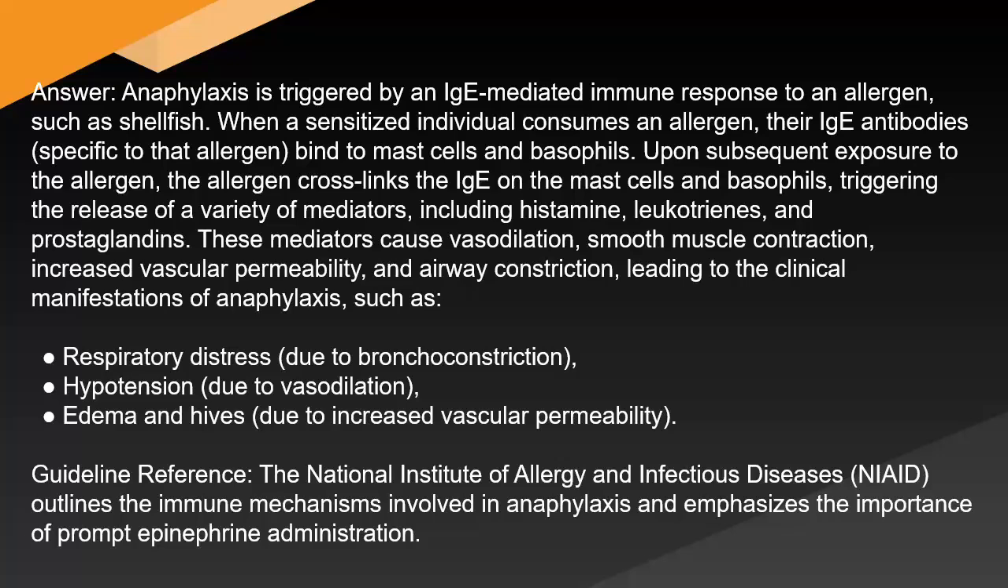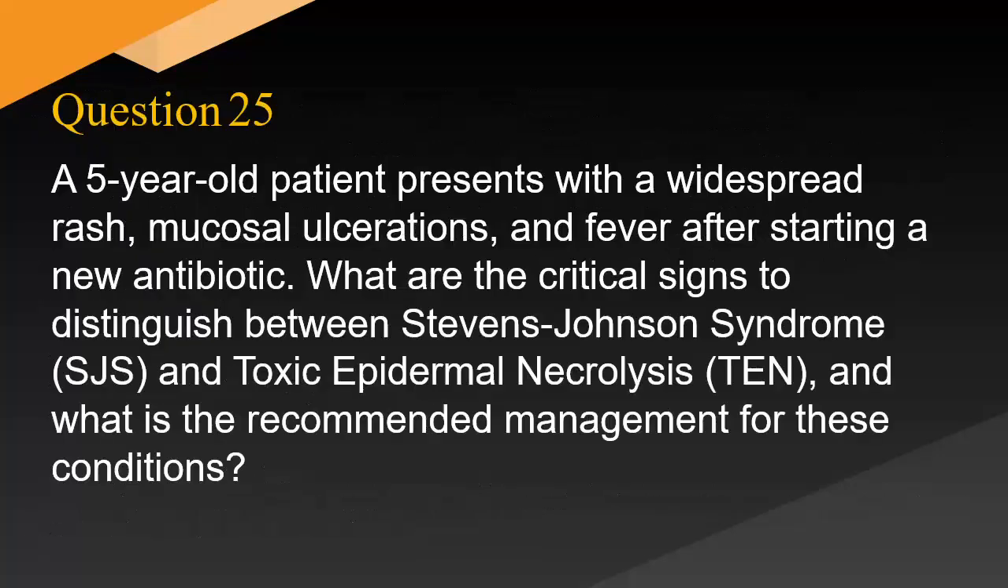Guideline reference: The National Institute of Allergy and Infectious Diseases (NIAID) outlines the immune mechanisms involved in anaphylaxis and emphasizes the importance of prompt epinephrine administration. A 5-year-old patient presents with a widespread rash, mucosal ulcerations, and fever after starting a new antibiotic. What are the critical signs to distinguish between Stevens-Johnson syndrome (SJS) and toxic epidermal necrolysis (TEN), and what is the recommended management for these conditions?